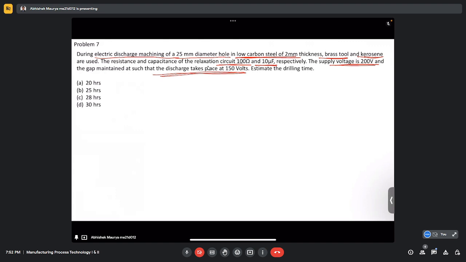So quickly I will draw the diagram. Suppose we have a sheet or some steel plate, something like this, and we want to make a circular hole inside it by electro discharge machining. The diameter of this hole is 25 mm and the thickness is 2 mm. So this much of hole we want to make by electro discharge machining, and other things are given. We need to find out how much time it will take.